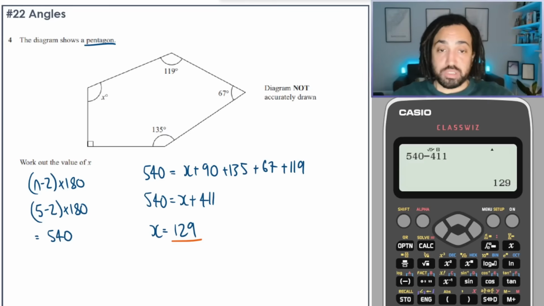Lots more questions on angles, such as alternate angles, parallel lines. So make sure you check out the extra videos.